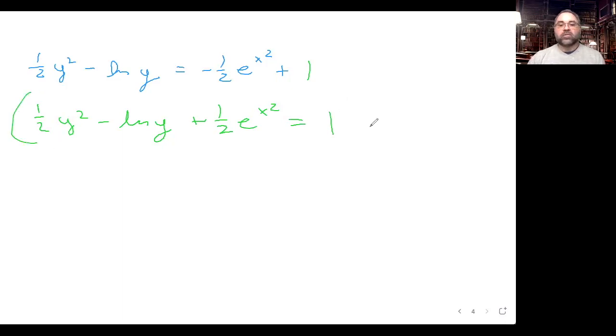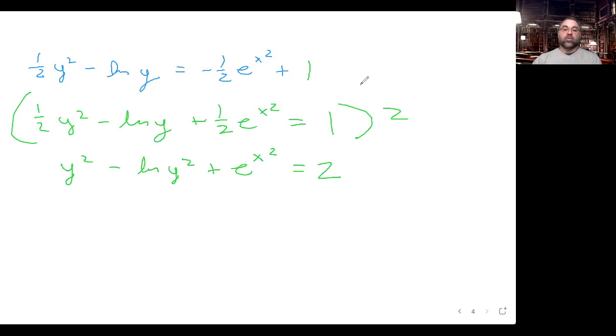But you could multiply this entire thing by 2 and get y squared minus natural log of y squared plus e to the x squared equals positive 2. When you distribute the 2 times this term here, guys, remember that it would be in front, but then we can use the rules for exponents to place it up as an exponent on y. And there's our particular solution to our original differential equation.